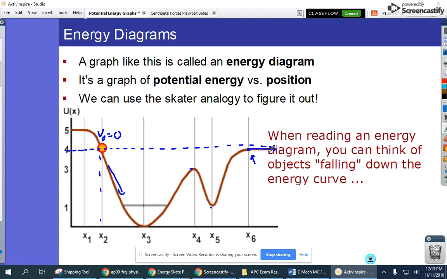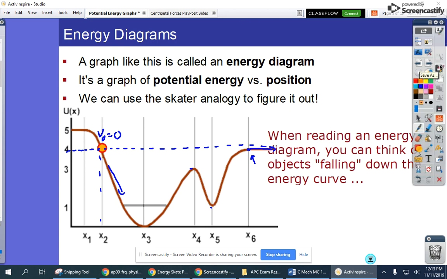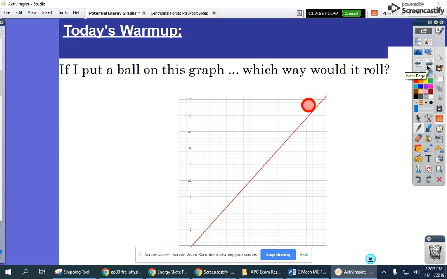But we can analyze these graphs just as though it were a skater. So even though the graphs look a little complicated, they turn out to be fairly intuitive. So here's some simple examples, right? Here I have a nice linear graph. If I put a ball on this graph, which way would it roll? And you'd probably tell me that it will want to roll downhill, which is true.